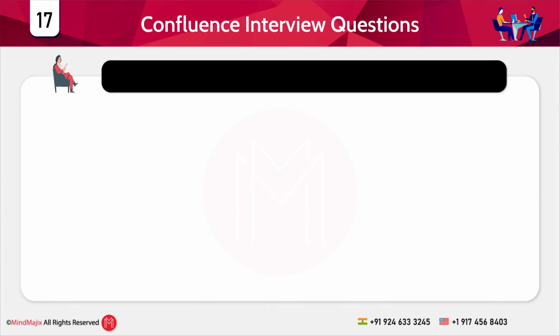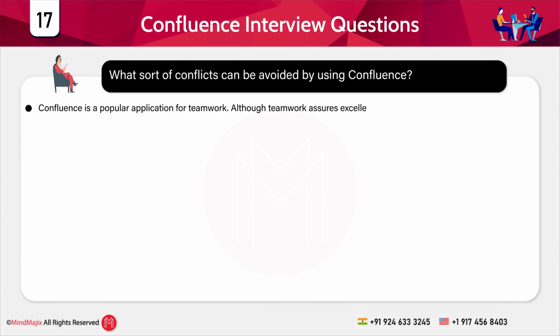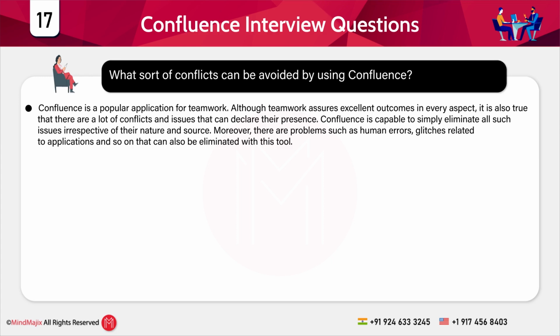Coming back to question number 17, what sort of conflicts can be avoided using Confluence? So obviously Confluence is a particular team framework. Although a team ensures excellent outcomes in every aspect, it has something more than what it can deliver. So Confluence is capable of simply eliminating such issues irrespective of the nature of resources. Moreover, there are problems such as human error and glitches, which can be removed. So I hope you are getting some insights here, right?